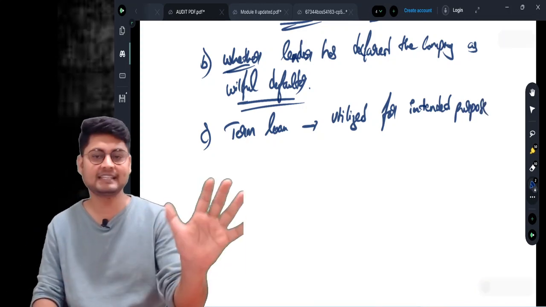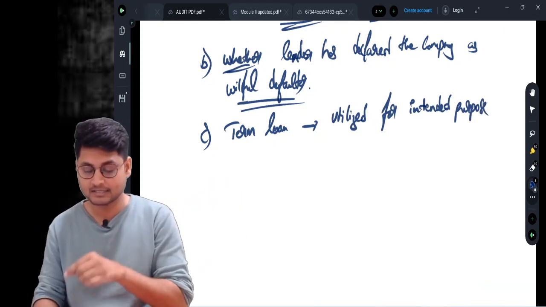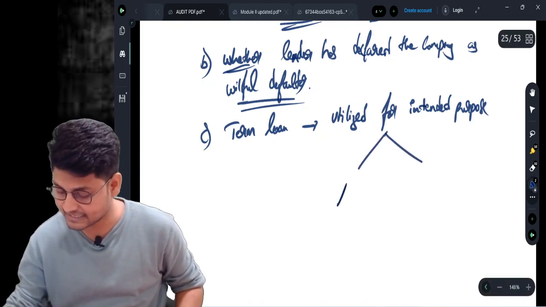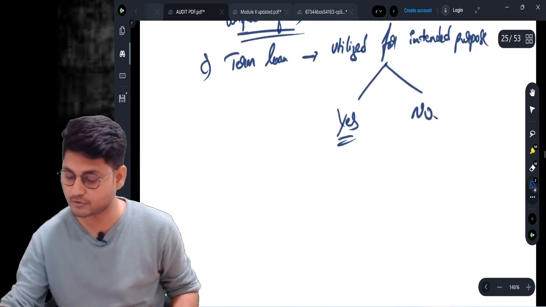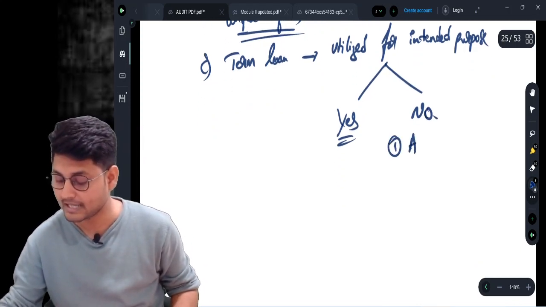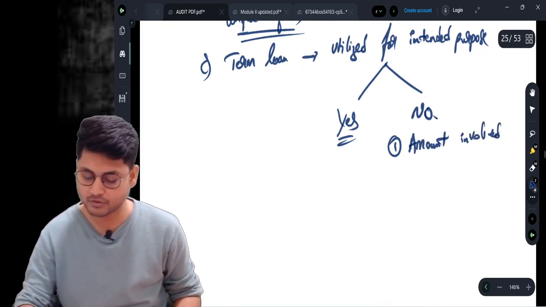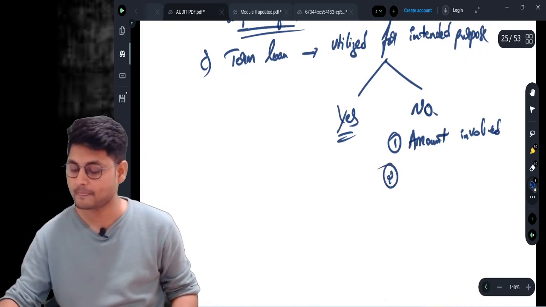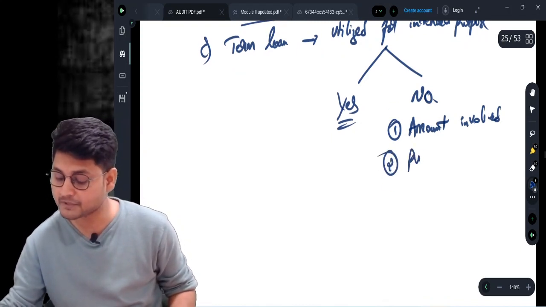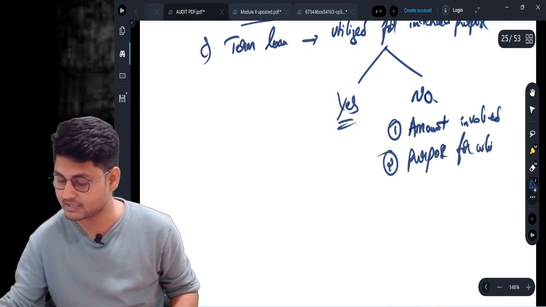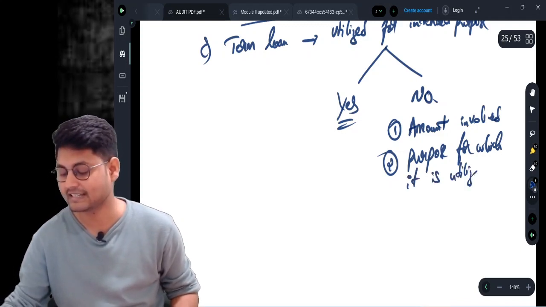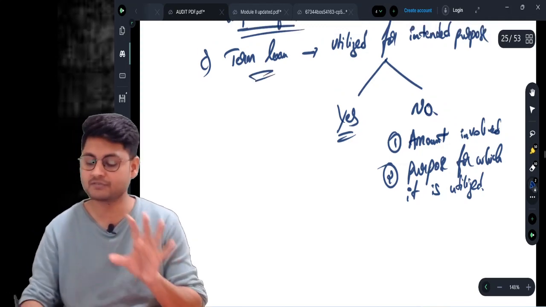Okay, if it is yes, go and say yes. If it is no, you need to write now. Utilized for intended purpose: yes, go and write it as yes. If it is no, then report what? Report the amount involved, the amount of loan taken in such a way, and the purpose for which it is utilized. Beautiful point.